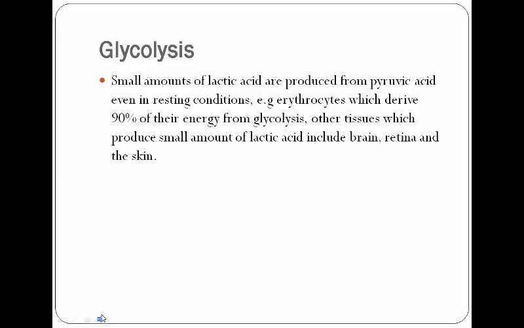As I told you, the best example is the erythrocyte, which derives even 90% of its energy from glycolysis, and other tissues produce a small amount of lactic acid. They include brain, retina, and skin cells. So anaerobic glycolysis is possible, and the process is not stopped. That is why, in the aerobic phase too, glycolysis continues but produces lactic acid.